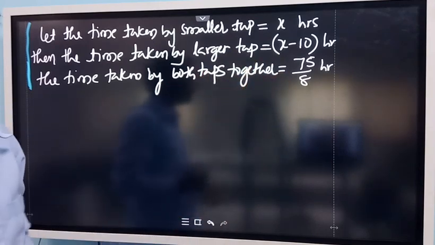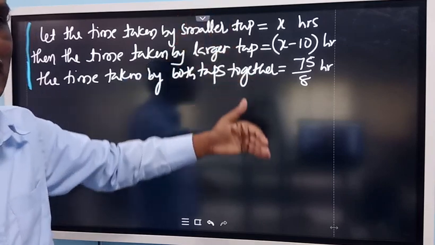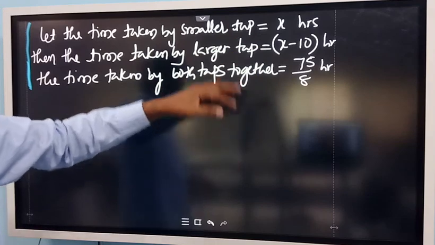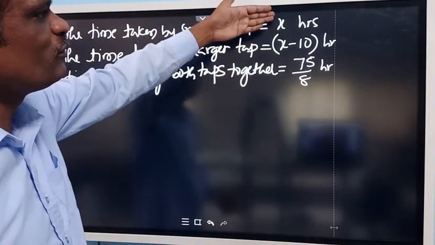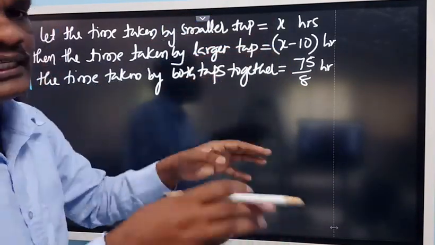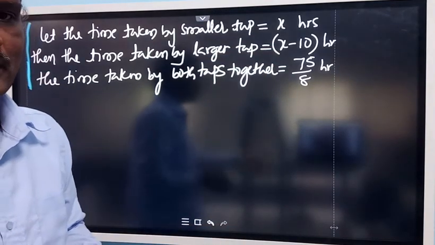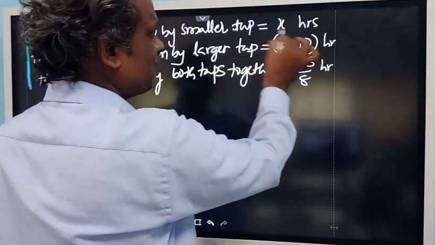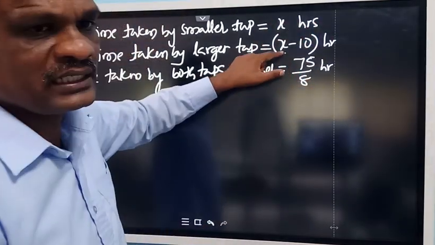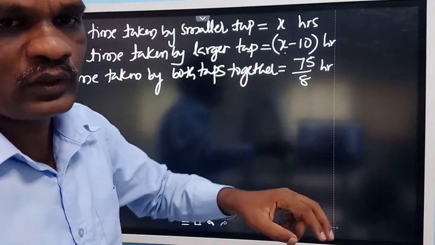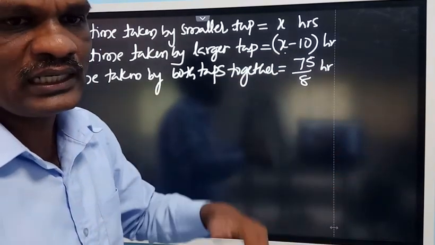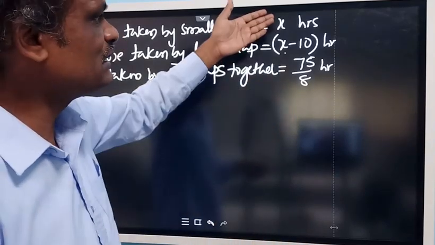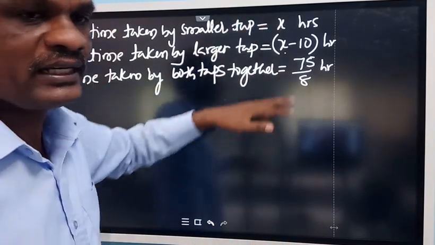Now you cannot make a relation using this because they are inversely related. Understand? They are inversely related, the time taken to fill the tank. Suppose one takes 40 hours and the other takes 30 hours, together they will not take more hours. If together you turn on, definitely it takes less time. If this is increasing and this is reducing, they are inversely related.